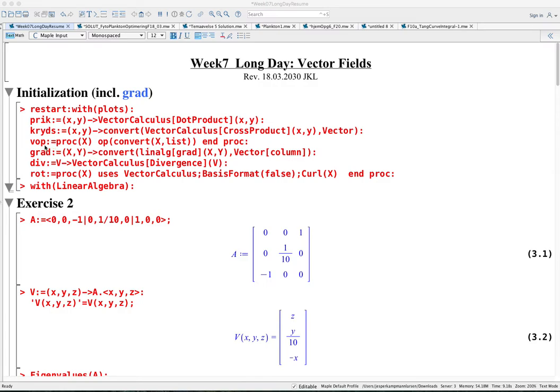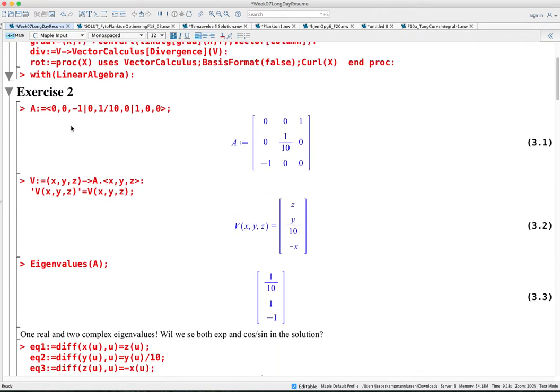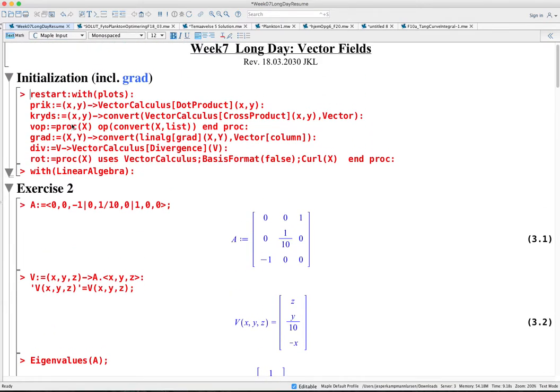Also, the cross product is called krydsproduktet in Danish, and you can use this abbreviation for the cross product. If you need the components of a vector, you can use this procedure here, and it will give you the coordinates of a vector. And then you have the gradient, the divergence, and the curl of a vector. In Danish, curl is called rotation, in short ROT, and we'll use that in our computations below. But let's start with exercise 2.